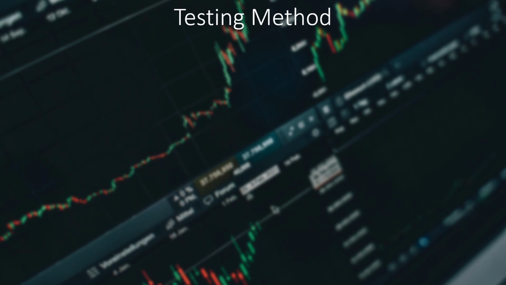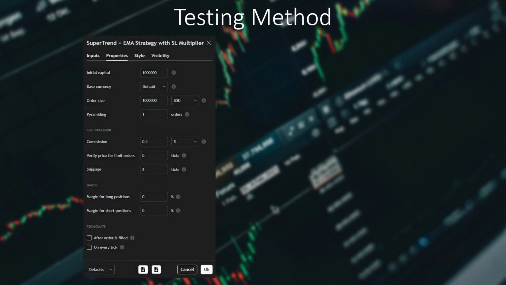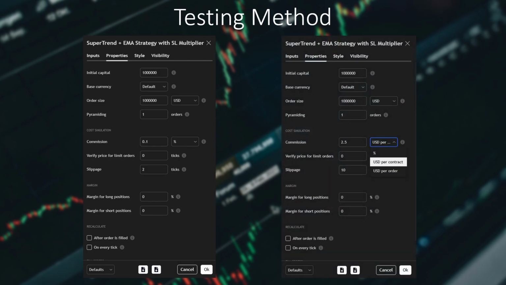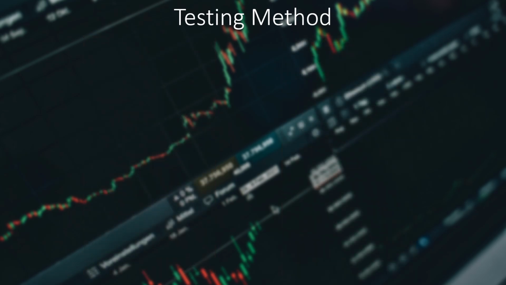And for trading fees, I used a 0.1% on each entry and exit plus a 2-tick slippage for BTC/USDT and Microsoft. And for NQ, I used a 2.5 USD per contract fee plus 10-tick slippage. And the backtesting time interval is the latest 20,000 candles.